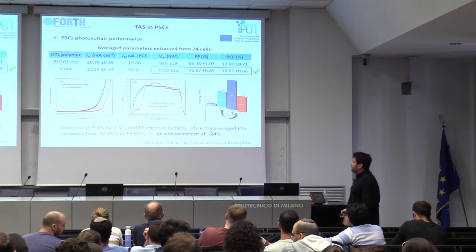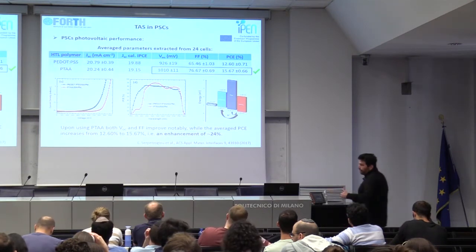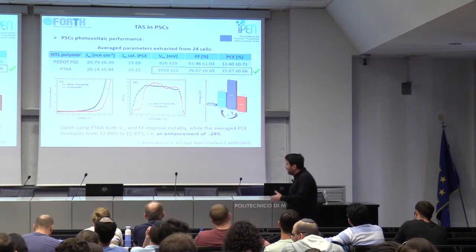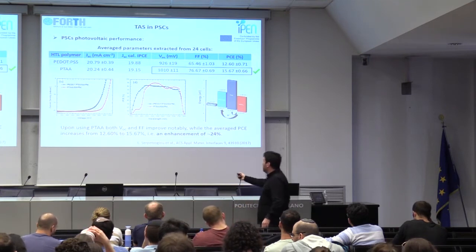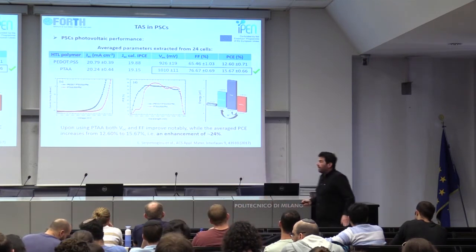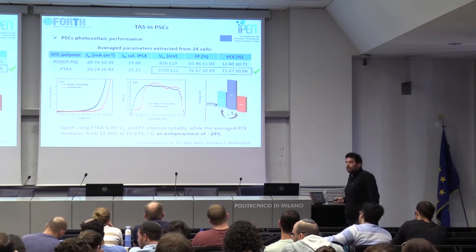So, okay, we see that on top of the PTAA polymer we have better perovskite grains. We see that this resulted in better photovoltaic performance.